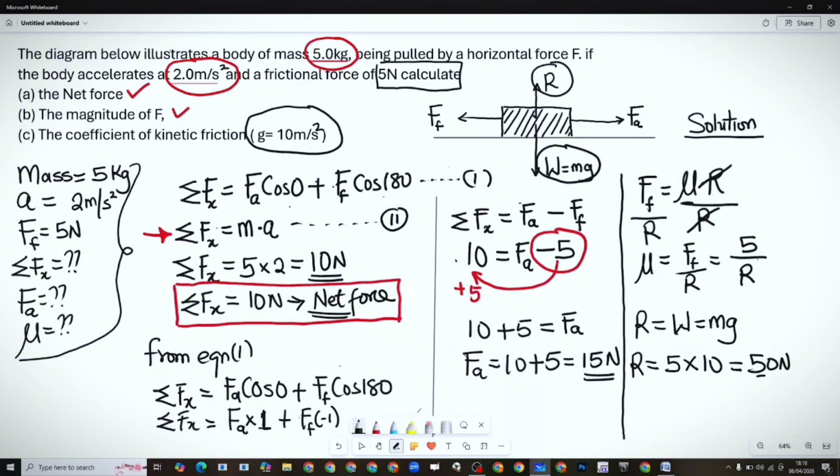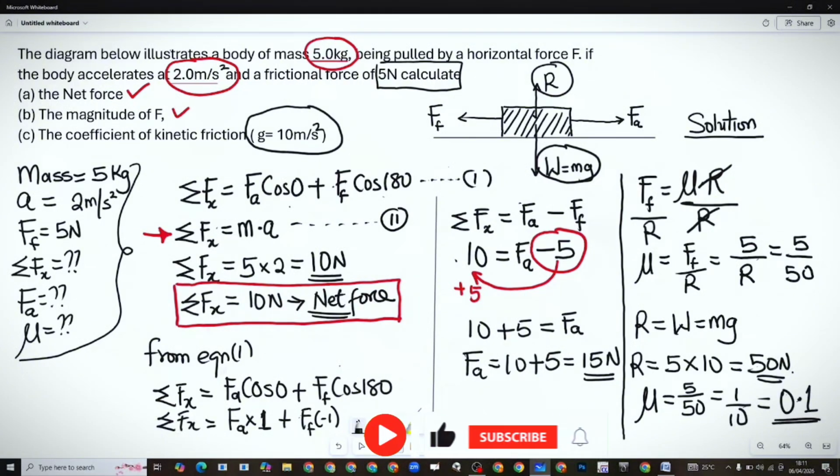50 newtons. So what am I going to do? I'm going to put 5 over 50 here. Let's bring it down. So our mu, which is 5 over 50, 5 divided by 50 is the same thing as 1 over 10, which is the same thing as 0.1. If you do your math, 0.1. Very simple. So if you follow through this process, you see that it's a very, very easy math to work with.